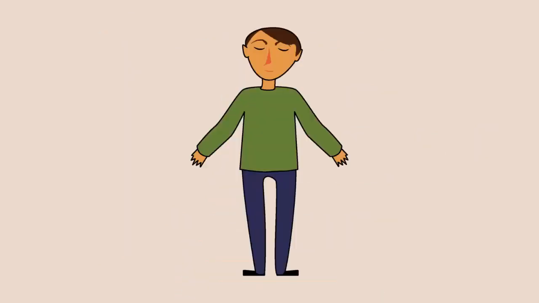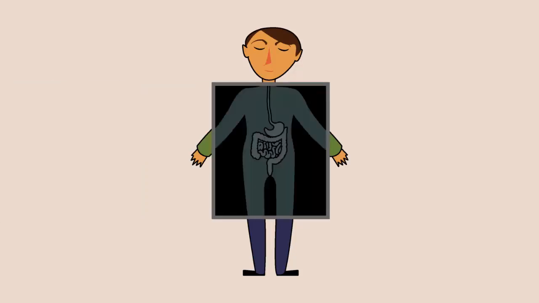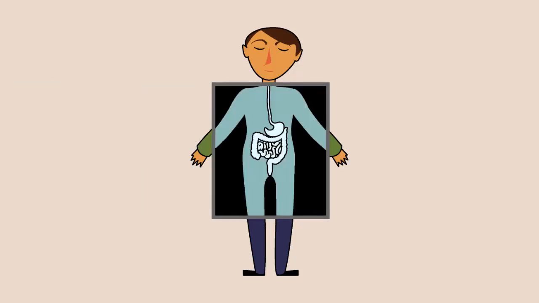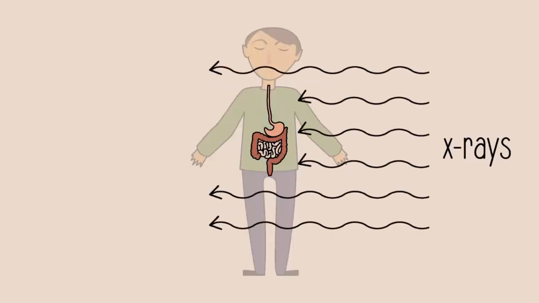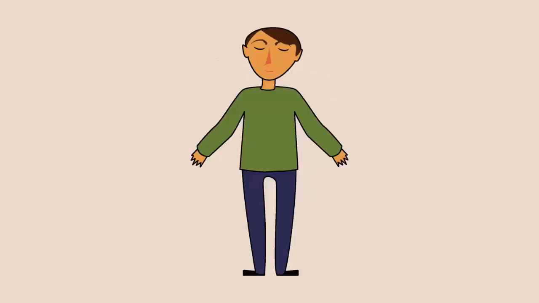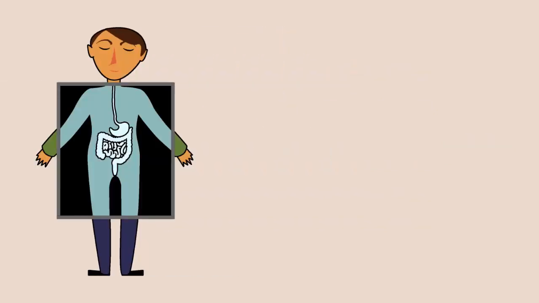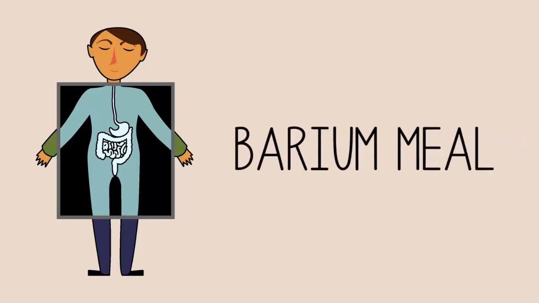It is possible to get an X-ray image of your gastrointestinal tract, primarily your stomach and intestines, but we must somehow block X-rays from passing through the soft muscle and tissues. If you had to take an X-ray of your gastrointestinal tract, you would have had to ingest a barium meal.